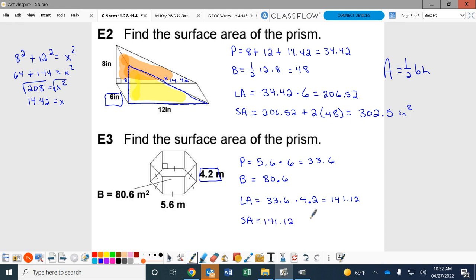So that means our surface area equals 141.12 plus 2 times whatever the area of the base was, which was 80.6, which when you round it off is extremely close to the one above it. I can't remember what it is. What is it? We found it last period. That's why I was surprised. It's 302 point something. 302.3. And that would be meters squared.